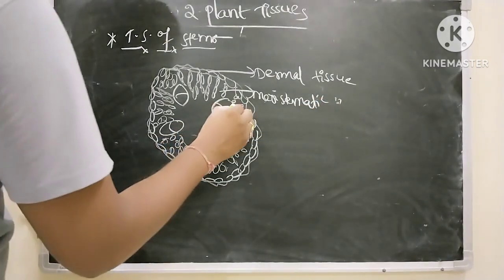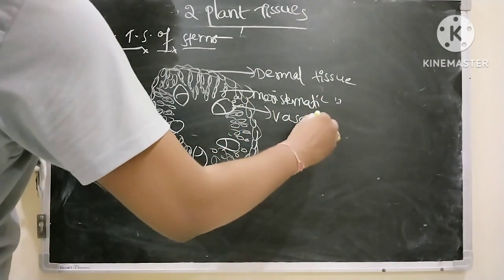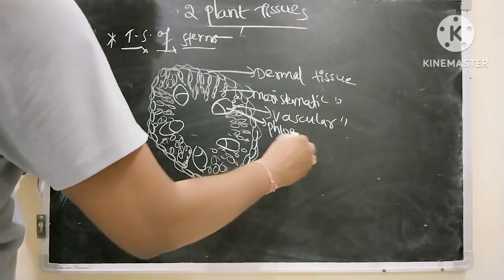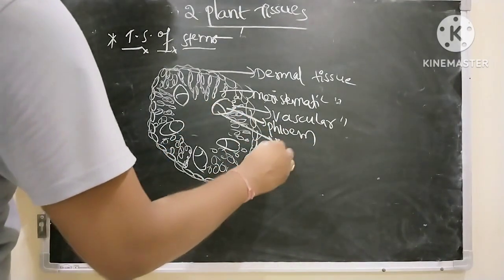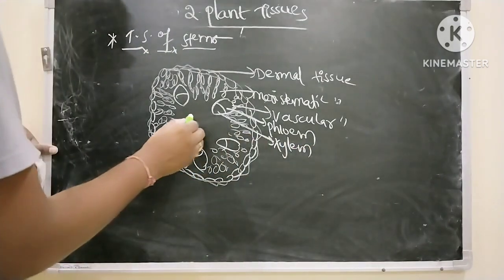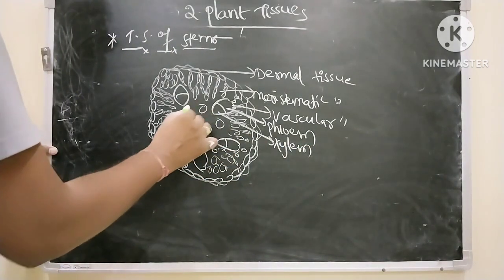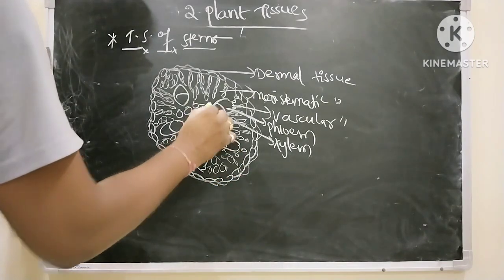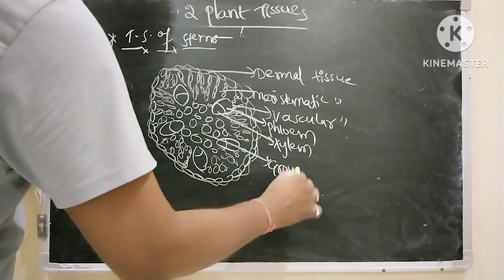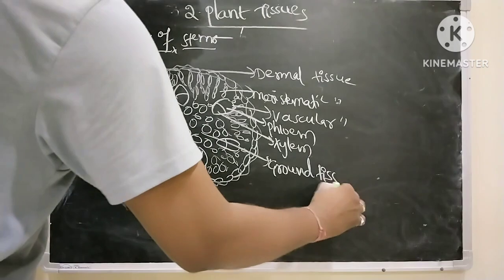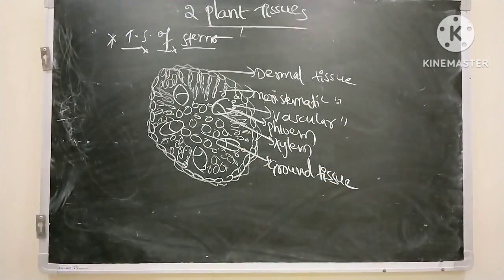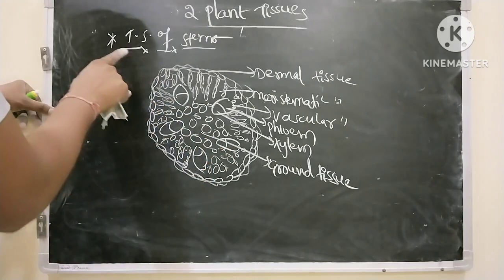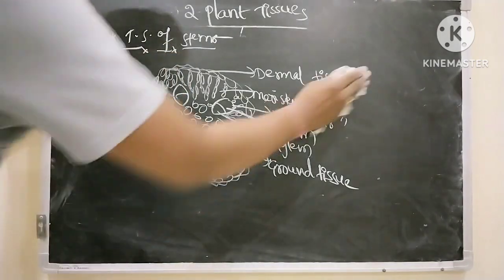Next one, vascular tissue. This one is vascular tissue that comprises xylem and phloem. This is the phloem, and this is the xylem. And the tissue which is in bulk amount in the plant body and contains different types of cells is ground tissue. So this is the ground tissue. These are the different types of tissues we can see in a transverse section of stem.